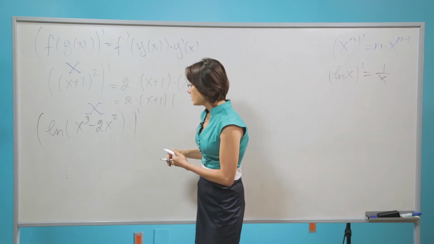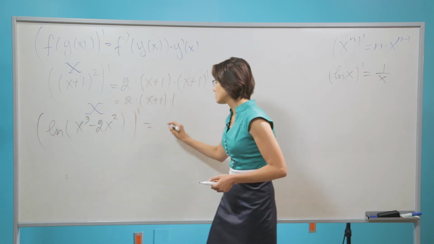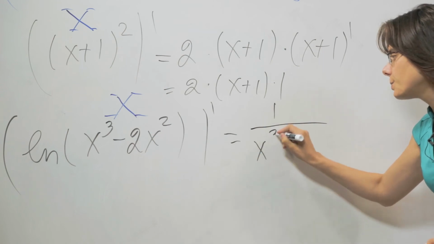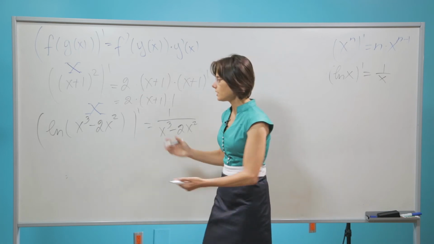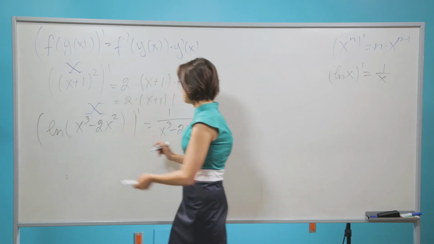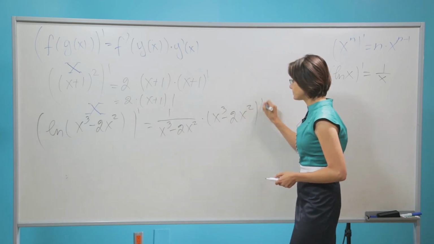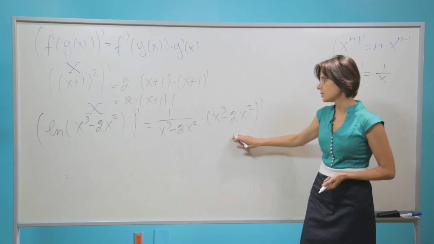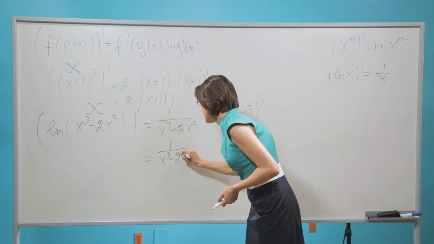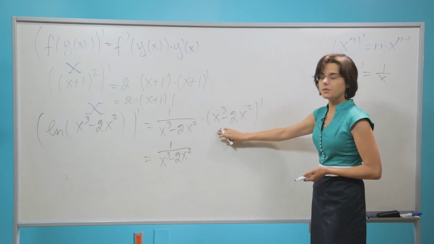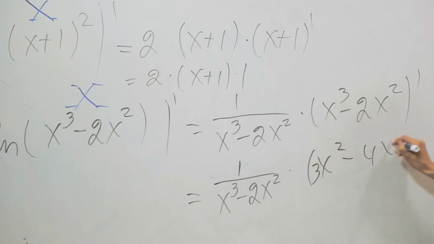So again, first we differentiate the outer function, which is 1 divided by capital X. So it's 1 divided by (x cubed minus 2x squared). Once we differentiate the outside function, we can go inside and multiply by the derivative of x cubed minus 2x squared. Now it's only left to differentiate this cubic function. So we obtain 1 over (x cubed minus 2x squared) times the derivative of this, which is 3x squared minus 4x.